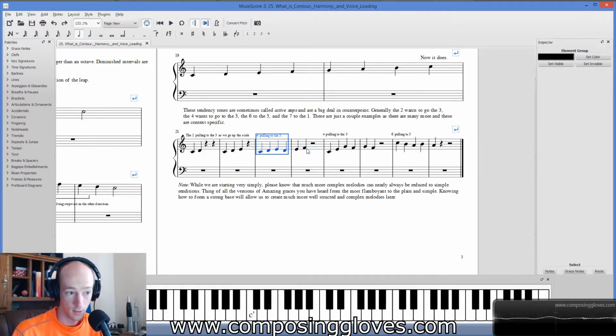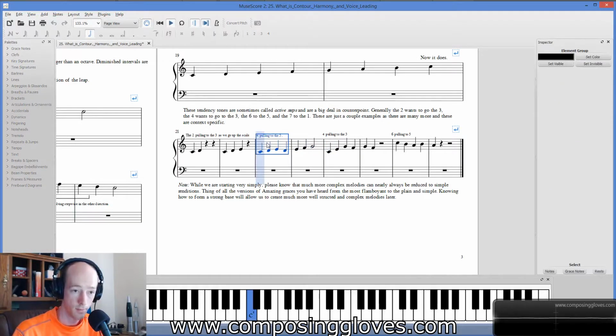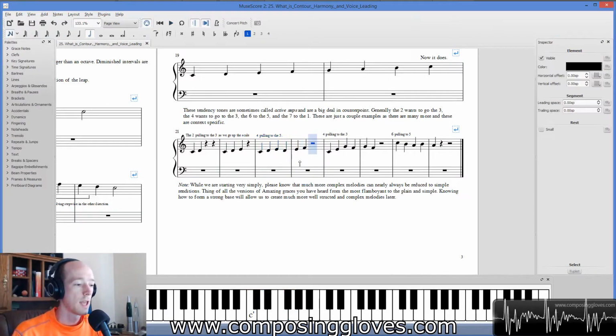It's like, that did not sound done. So if we add the 5 in, we will have resolved that active step. So there's an example of that.